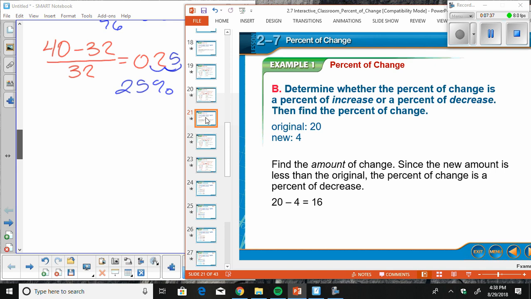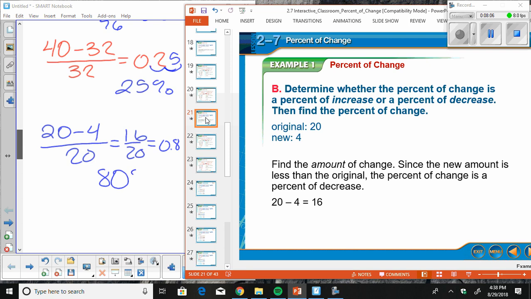Determine whether the percent of change is a percent of increase or a percent of decrease. 20 to 4, so that's going to be a decrease. So we would write decrease there. And then you can either, again, use the proportion, or you can do what we've done in the past. Just take the bigger number minus the smaller number and put it over the original. So you get 16 over 20, and 16 divided by 20 is 0.8. Move your decimal 2 places, and you get 80%.